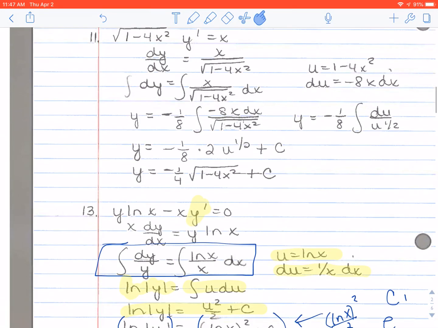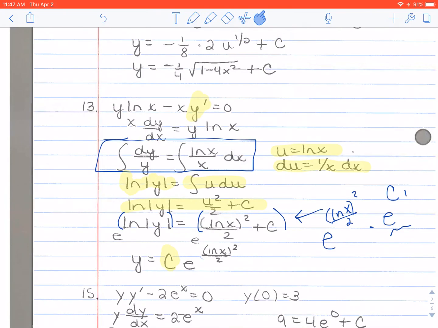So number 13, just going through the steps, hopefully you knew to separate the terms, put one term on one side, one on the other, get all of your y's with your dy, x's with your dx. So then you can integrate. I integrated the left side. Now I'm going to integrate the right side using a little u substitution. And once I get to this step, to get y equals, I need to exponentiate.